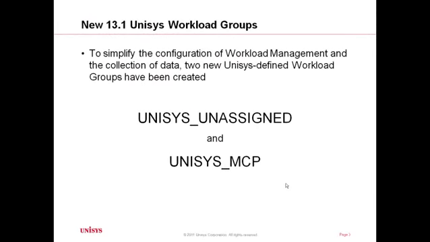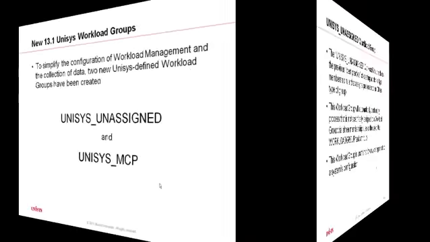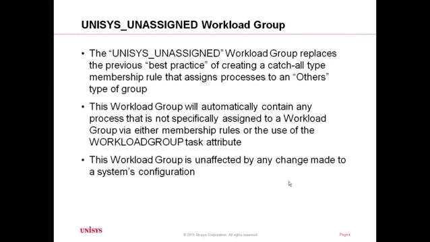To simplify the configuration of workload management and the collection of data, two new Unisys-defined workload groups have been created. Unisys Unassigned and Unisys MCP. The Unisys Unassigned workload group replaced the previous best practice of creating a catch-all type membership rule that assigned processes to an others type group. This workload group will automatically contain any process that is not specifically assigned to a workload group via either membership rules or the use of the workload group task attribute. This workload group is unaffected by any change made to the system's configuration.